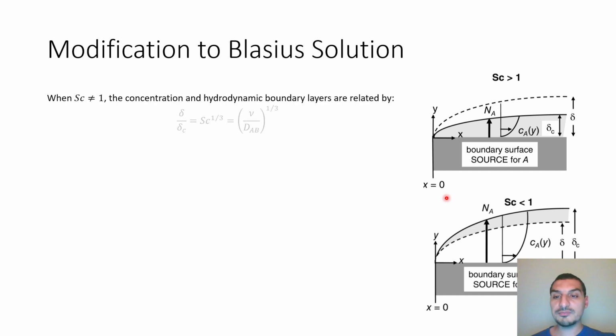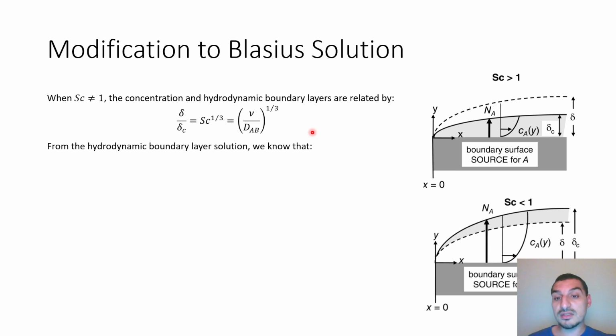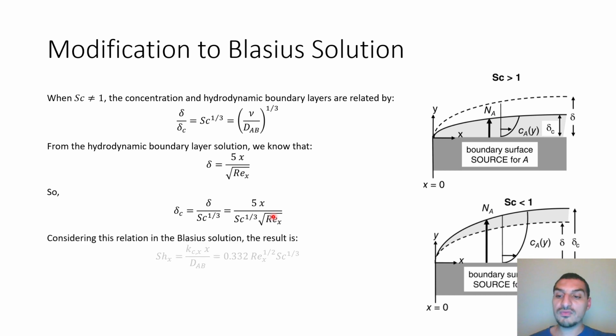This can be represented mathematically using this relation: the relation between delta and delta C is Schmidt to the power 1 over 3. So if I have a larger value of Schmidt number, then delta, the hydrodynamic boundary layer, is larger, and vice versa. If this is considered during the analysis of the Blasius solution, then from fluid mechanics we know that delta equals 5x over square root of Reynolds x. So this gives us a relation between delta C and the rest of the parameters. I have delta C as a function of Schmidt number and Reynolds number, and from this we find the Blasius solution, and we will find that the Sherwood number, Kc multiplied by x divided by DAB, equals a constant multiplied by Reynolds to a power multiplied by Schmidt to a power.